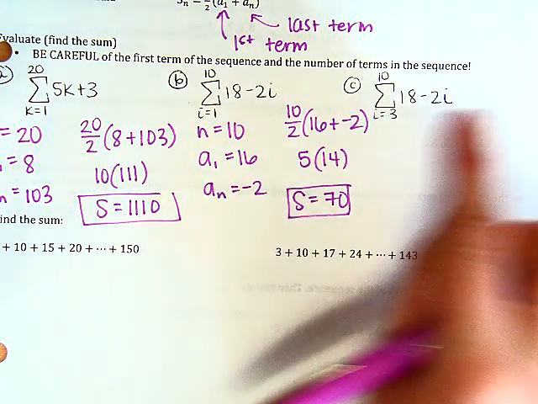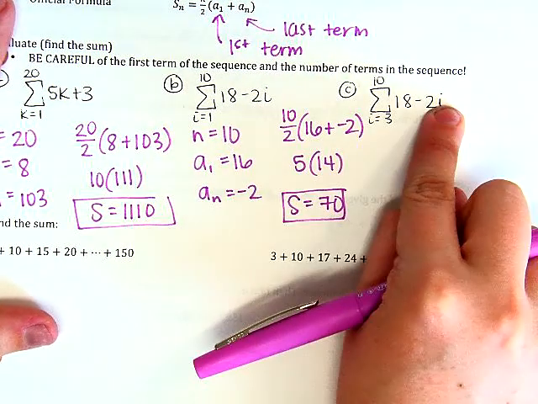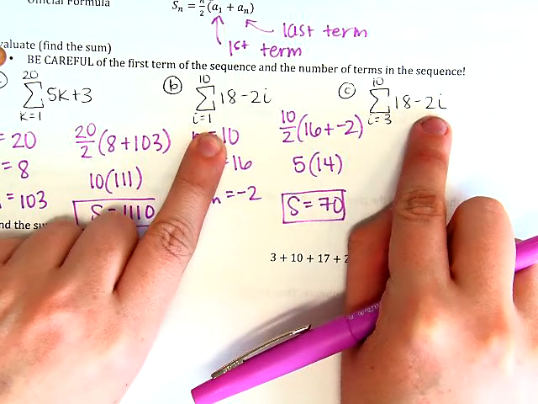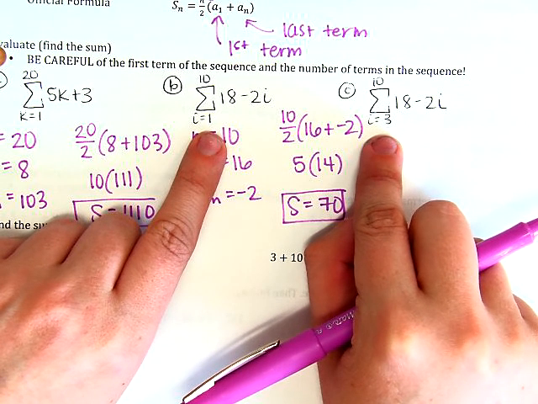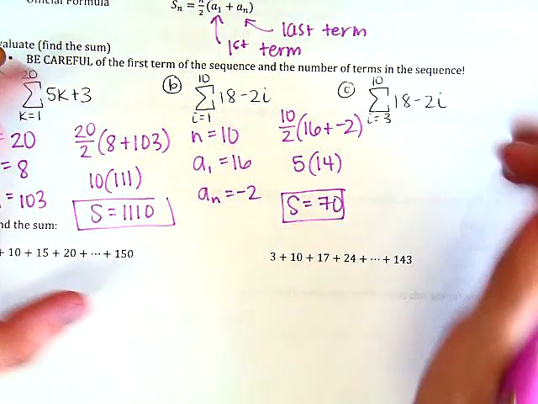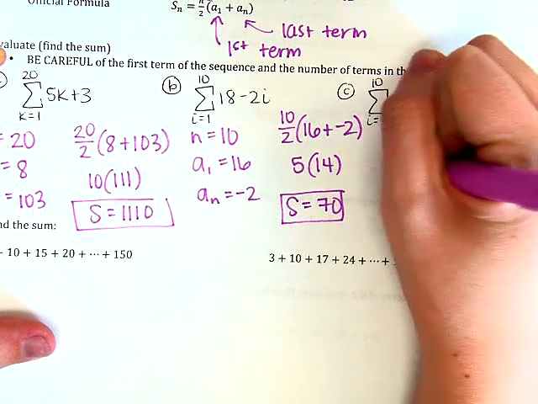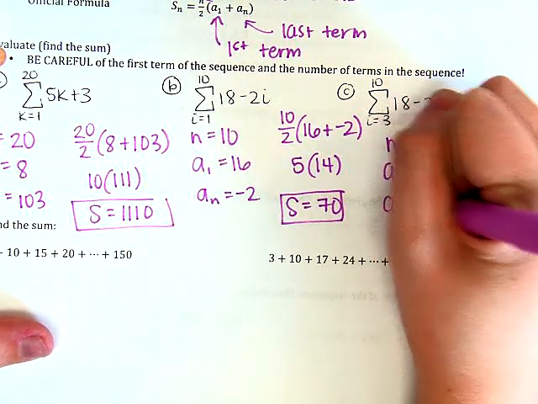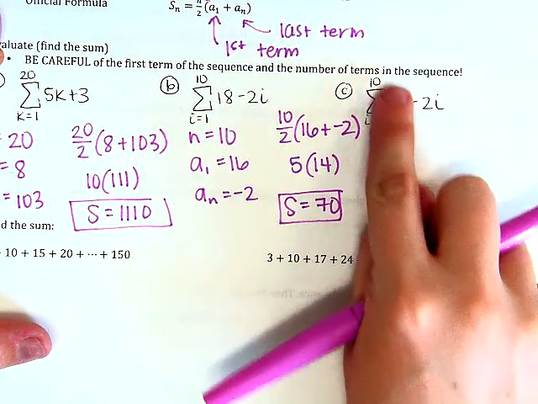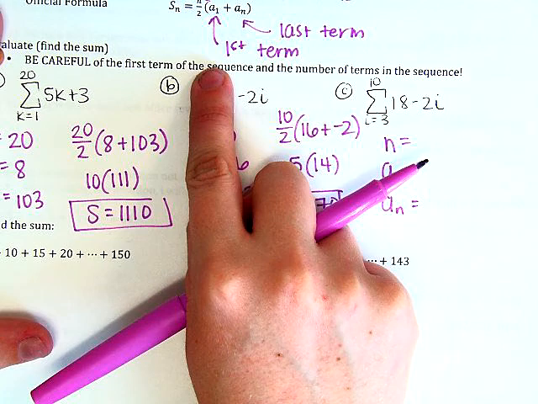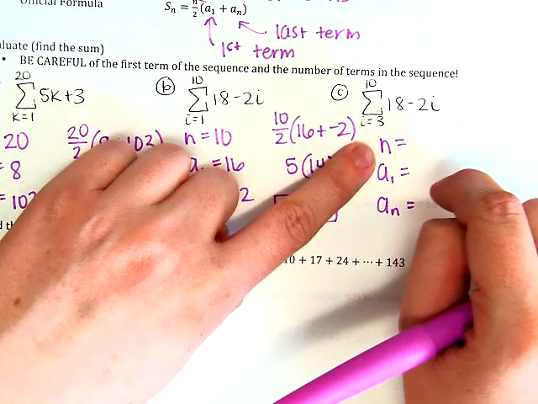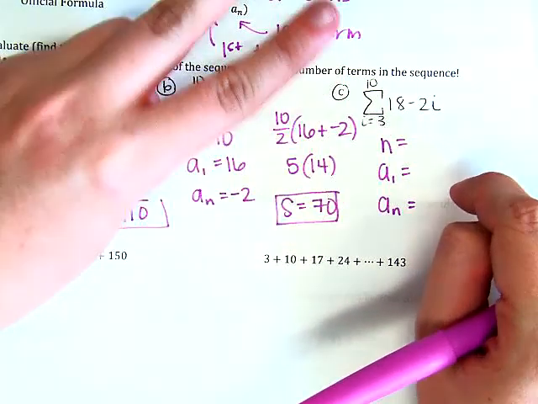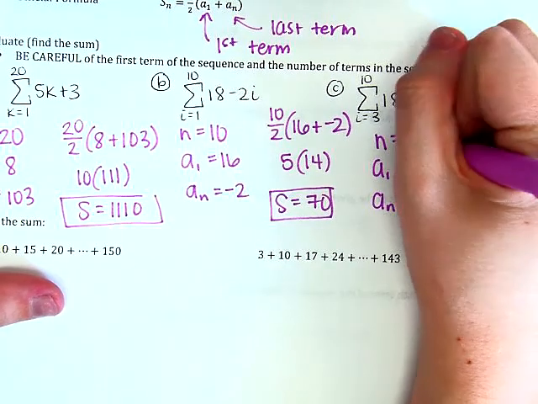Now these ones look literally the same. The one difference is this one starts at 1, this one starts at 3. There's your difference there. And so our number of terms that we're adding up is going to be different. So my number of terms, if I'm going from 1 to 10, I have 10 terms. But if I get rid of number 1 and 2, get rid of 2 terms, I subtract 2 from 10 and get 8.